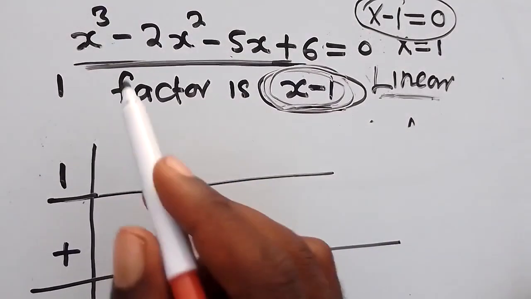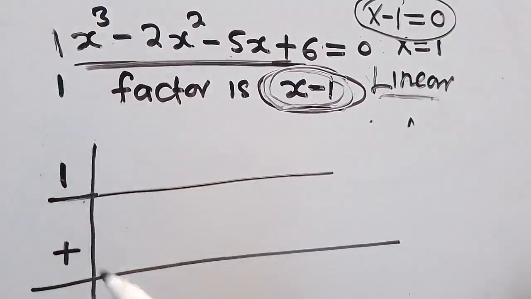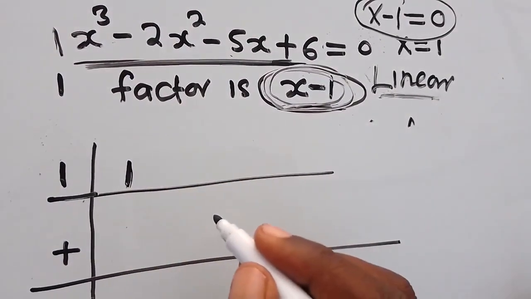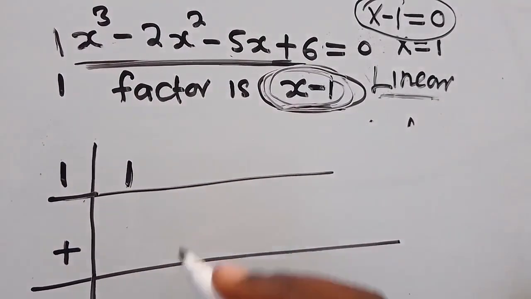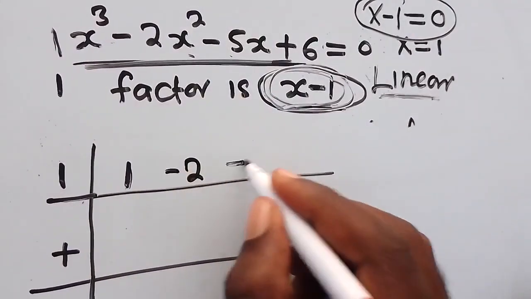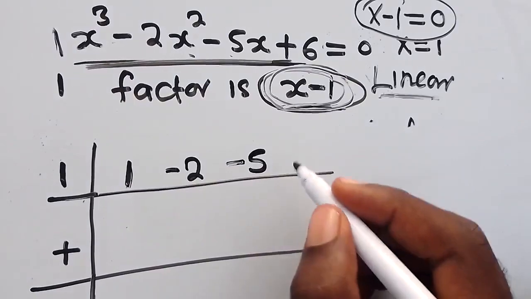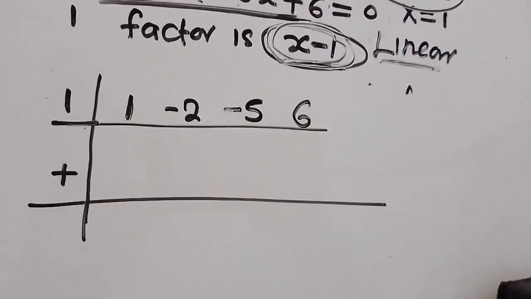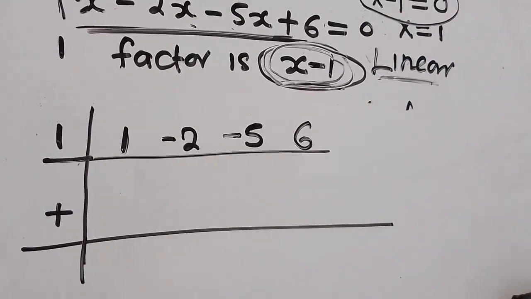So what are the coefficients there? The coefficient is 1 there, so we've got 1. Which other numbers? Negative 2 there, negative 5 there, then we've got a 6 there. This is what we are going to do.